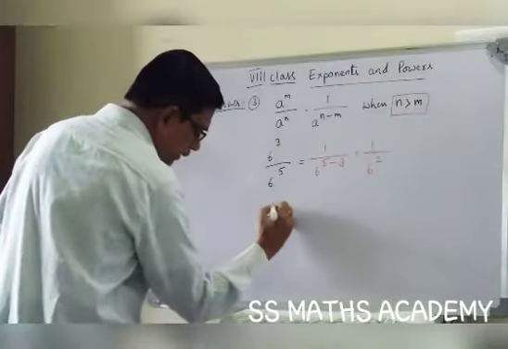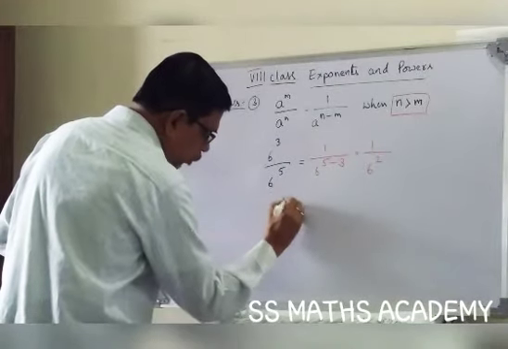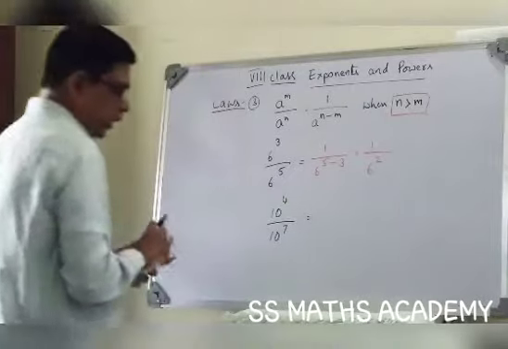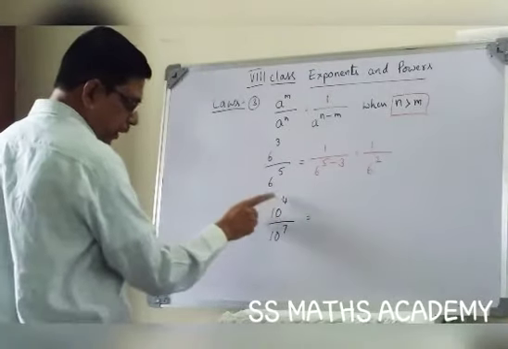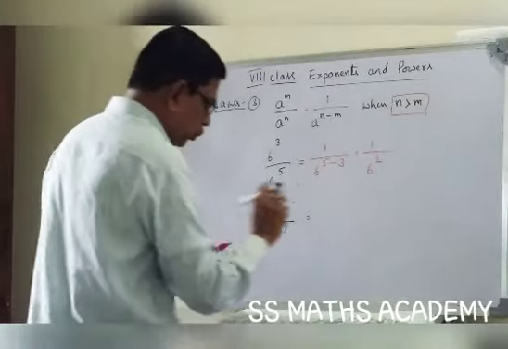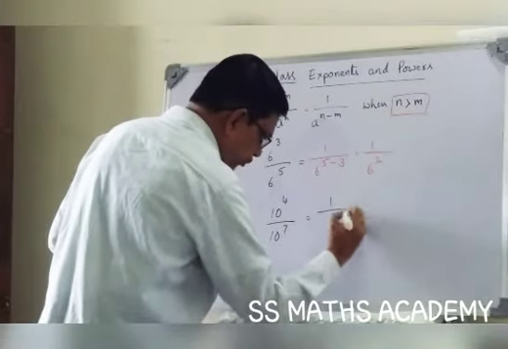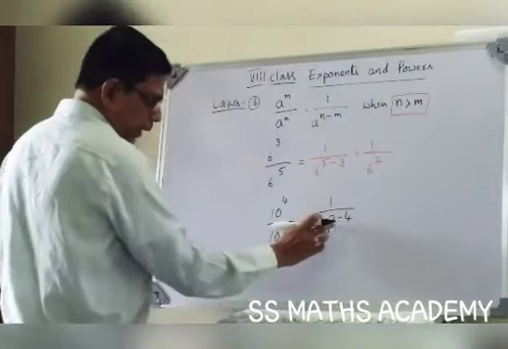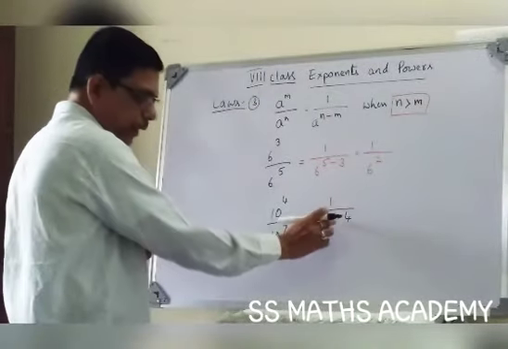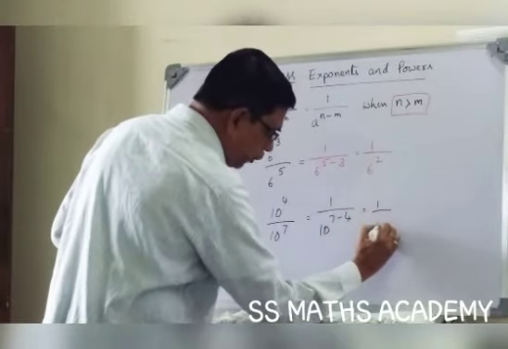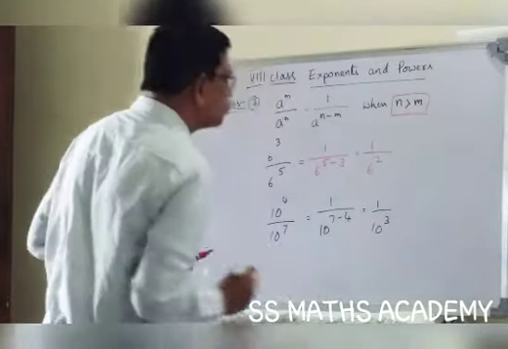We take one more example, 10 to the power of 4 by 10 to the power of 7. Here also, the powers are 4 and 7, and 7 is greater than 4. So we have to write it like this: 1 by 10 to the power of 7 minus 4. That is n minus m, remember, n minus m, 7 minus 4.